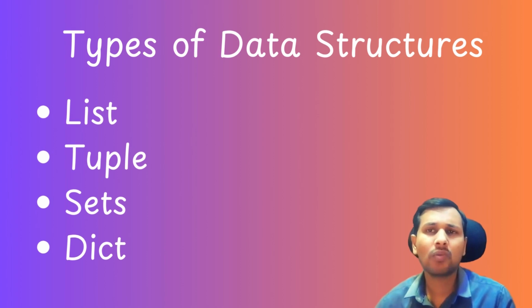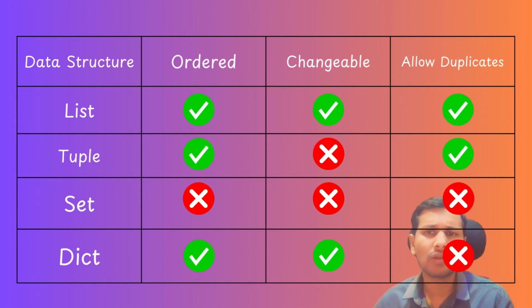Hello friends, let us talk about the types of data structures in Python. Let us start with what they are. We have 4 data structures: the list, tuples, sets, and dictionary. List is represented by square brackets. Tuple is represented by round brackets. Sets and dictionary both use curly brackets. Let us start with their differences.